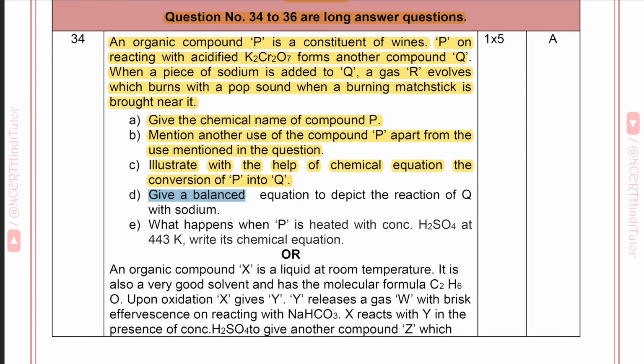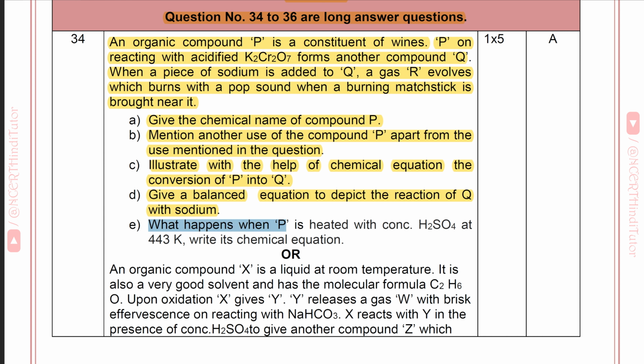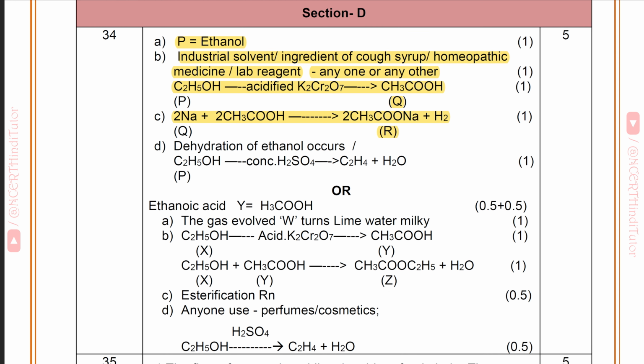D. Give a balanced equation to depict the reaction of Q with sodium. 2Na plus 2CH3COOH, that is Q, gives 2CH3COONa plus H2, and CH3COONa is R. E. What happens when P is heated with concentrated H2SO4 at 443 Kelvin? Write its chemical equation. Answer. Dehydration of ethanol occurs. C2H5OH, that is P, plus concentrated H2SO4 gives C2H4 plus H2O.